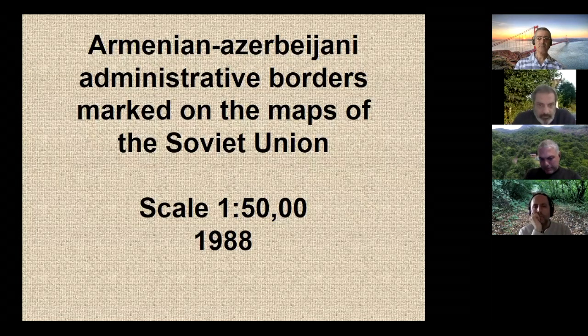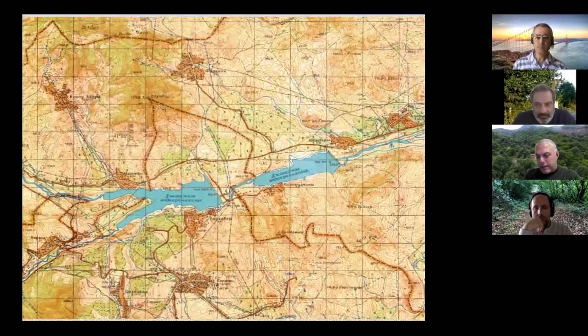Now let's go into the real issue here, the Armenia-Azerbaijan administrative borders marked on the maps of the Soviet Union. I'm using 1 to 50,000, sorry, there is a 0 missing there, 1 to 500,000 maps. These are the last printed maps, in 1988. As I said, these maps have changed a lot during the years. And the last maps which we have are used by Google Earth for the boundaries.